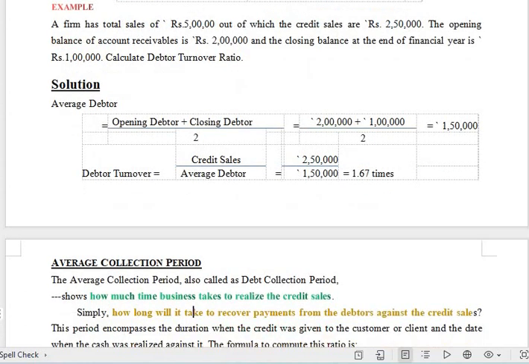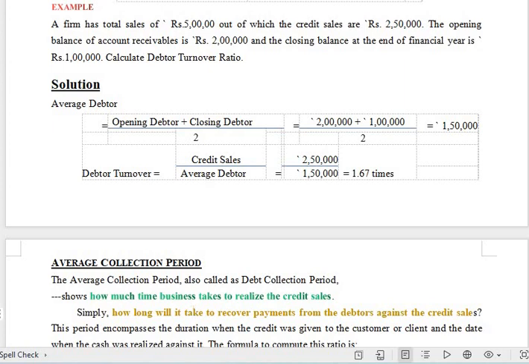Then, in connection with the debtor turnover ratio, we can find one more formula, that is debtor velocity or average collection period. So what is debtor velocity, average collection period or debt collection period? This ratio represents how much time it takes to recover our credit sales in our business, that is, to convert credit sales into cash. We identify this with the help of the average collection period.